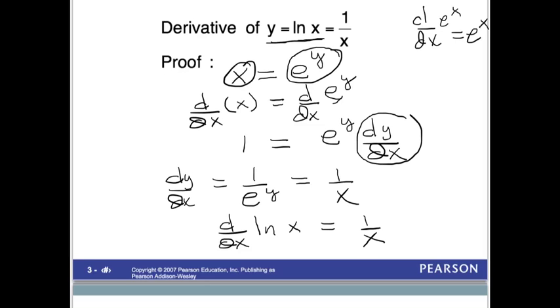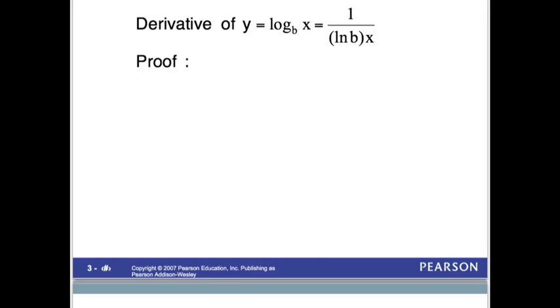And you'll see on the logarithmic table, or the derivative table that you were given out, that this result is on that table. Now another derivative that's on that table is a logarithm of x to the base b, the derivative of it. So what is dy dx when y is equal to log of x to the base b?